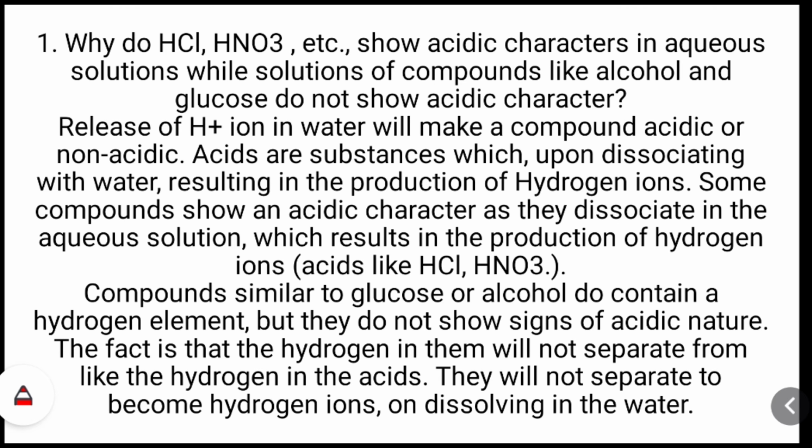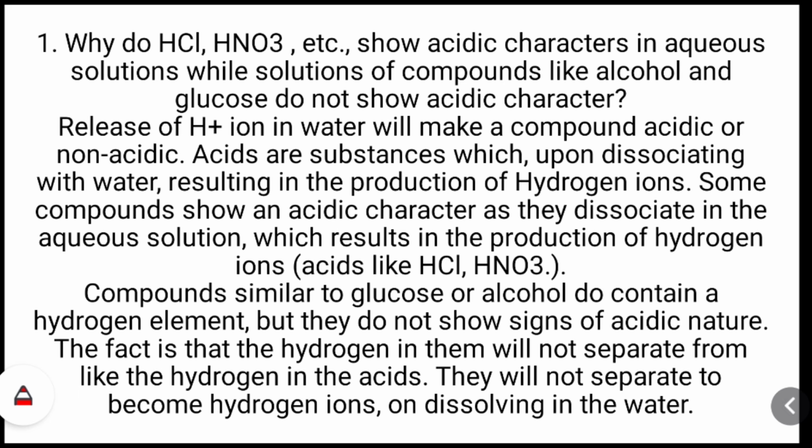Next, question 1: why do HCl and HNO3 etc. show acidic character in aqueous solution while solutions of compounds like alcohol and glucose do not show acidic character? The answer: release of H plus ions in water will make a compound acidic or non-acidic. Acids are substances which upon dissociating in water result in the production of hydrogen ions.